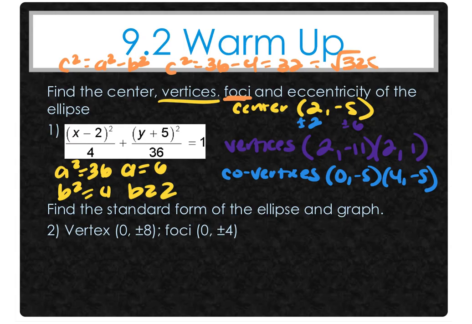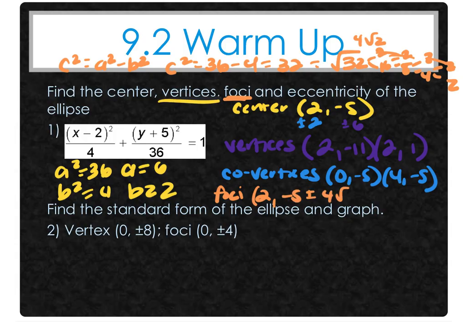That's 2 and 16 and 2 and 8, and 2 and 4 and 2 and 2, which means 2 2's come out. This would be 4 root 2. It's also 16 and 2, which you can square root the 16. So your c is 4 root 2, and that's going to go up and down just like your vertex. So the foci would be 2, -5, plus and minus 4 root 2.